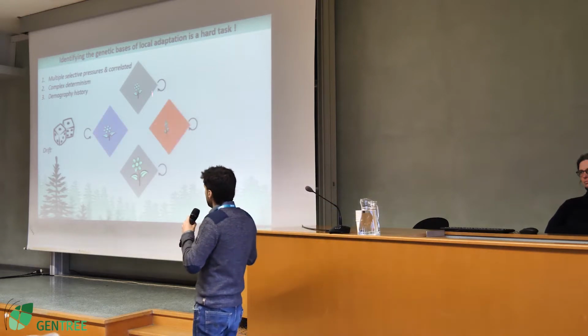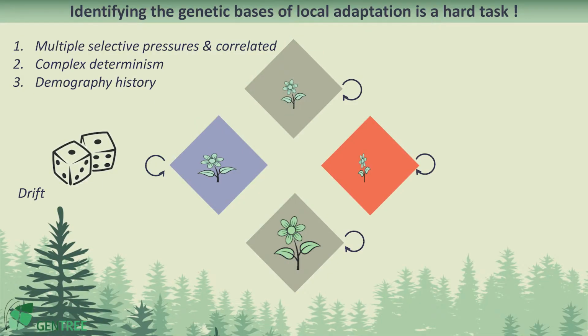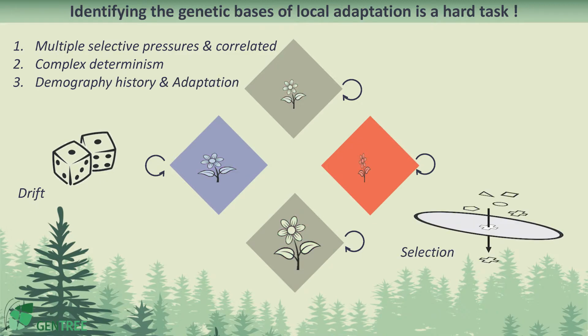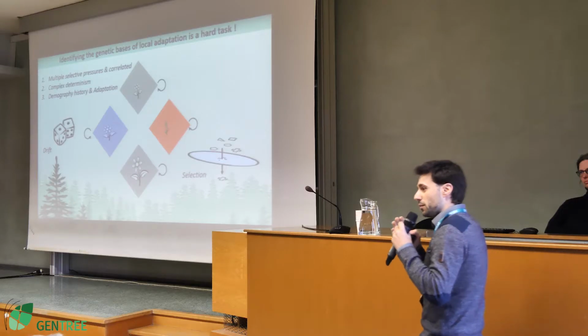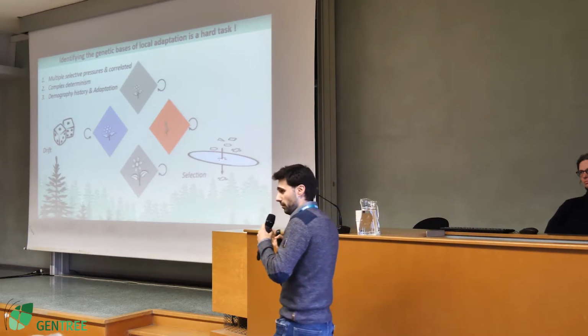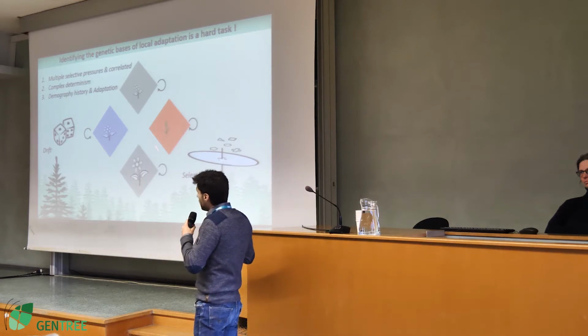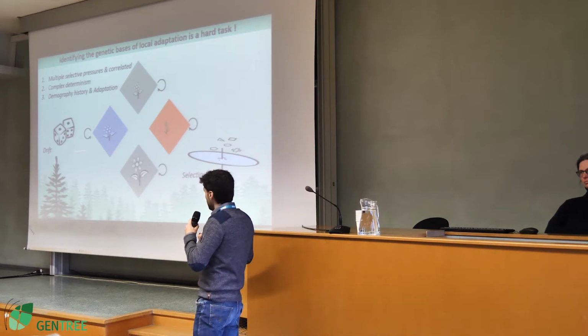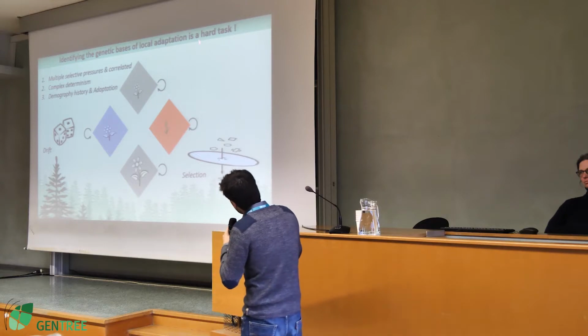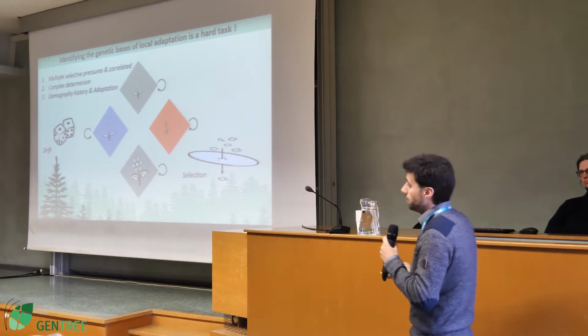Of course, the environment also often varies in different populations. So natural selection also plays a role. But what I want to stress is that the phenotype is the result of both the effect of drift and the effect of natural selection. And again, we will have to be able to disentangle the effect of both if we want to investigate local adaptation.